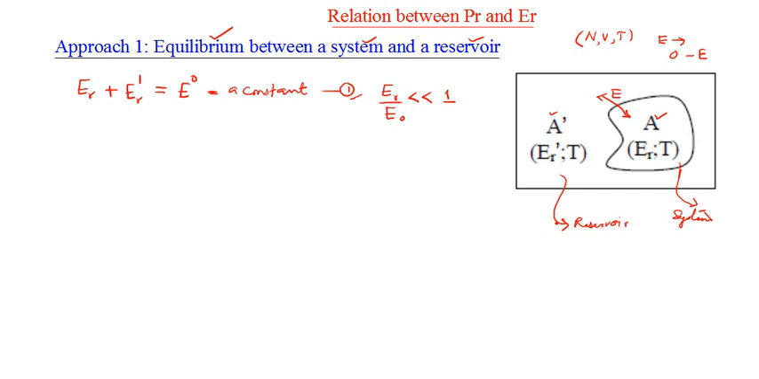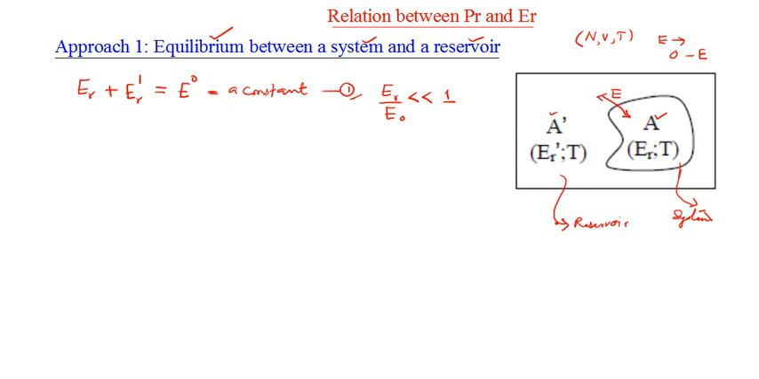So now what we are going to do, that if at any time t, so what is this ER and ER prime? ER and ER prime are the energies possessed by the system as well as the reservoir at any given time. That is, ER and ER prime.